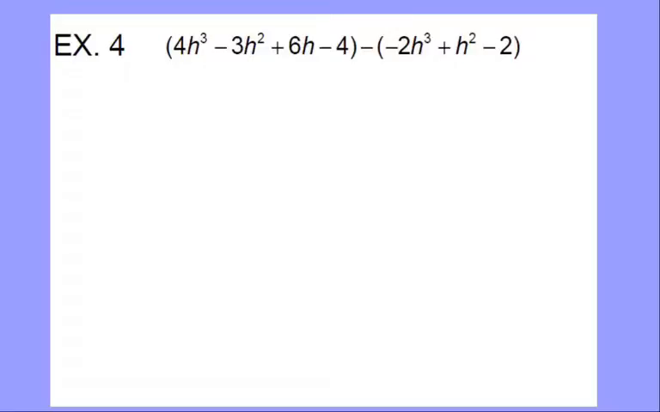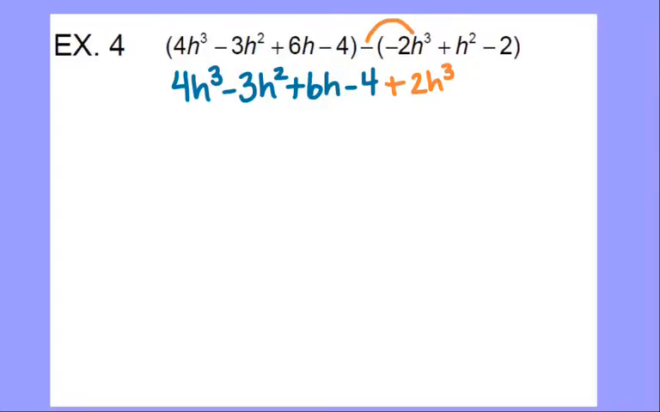Okay, last example, number 4, we're going to do the same thing. Since the first set of parentheses doesn't have a negative in front, we're going to keep those terms just like they are. Then I'm going to distribute the negative into the second set of parentheses. So negative times negative 2h cubed is going to become plus 2h cubed. Negative times positive h squared will be minus h squared. And a negative times negative 2 will be plus 2.